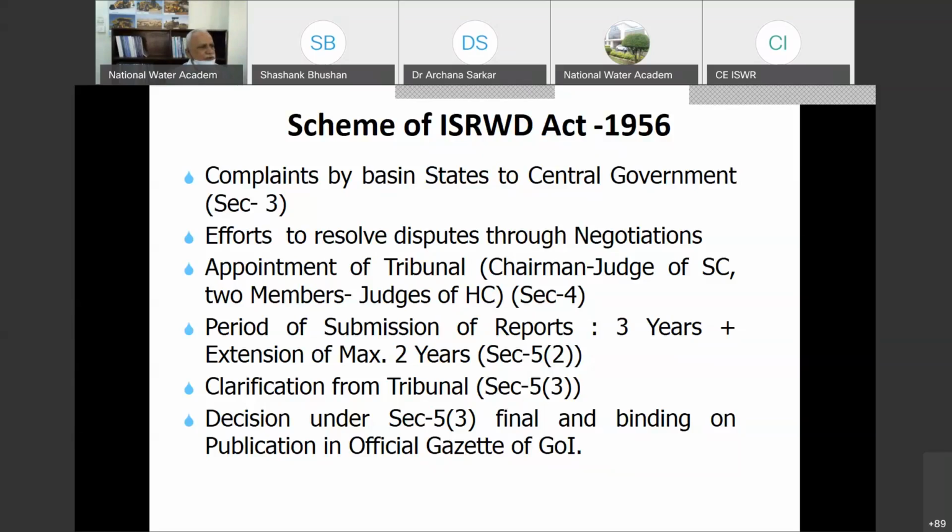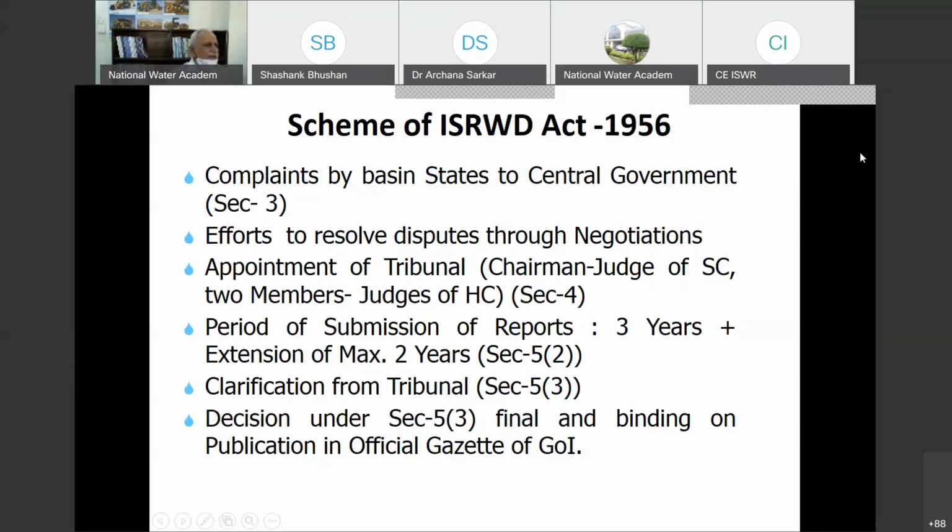Once this award has been declared, it goes to everybody, including the central government and party states. Everybody studies what has been stated therein, and if any clarifications are required, then the clarifications are sought under the 5.3 provision by the central government as well as the basin states. Again, arguments continue, but this time there are no witnesses. After careful consideration of the arguments of the party states and central government, the tribunal gives its decision under Section 5.3. This decision is a final decision.